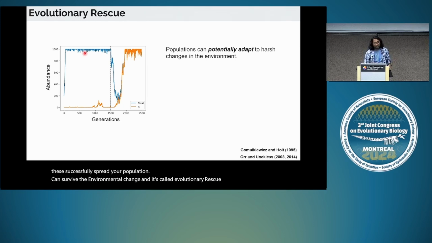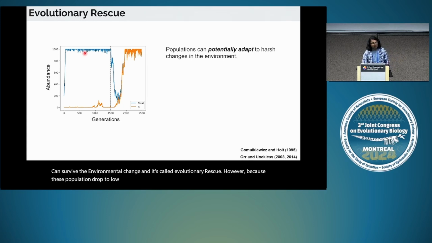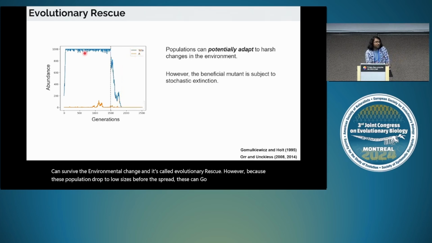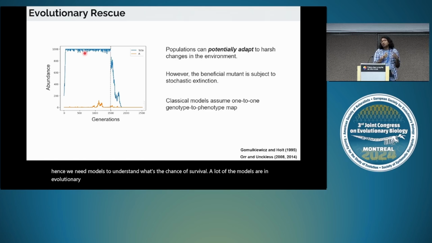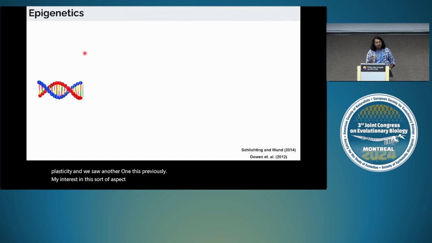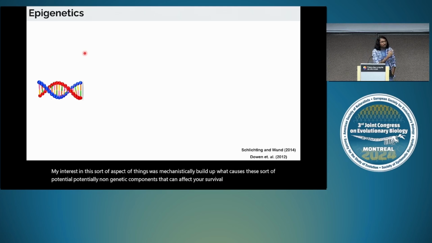However, because these populations drop to low sizes before the spread, they can go extinct purely by chance, and hence we need models to understand the chance of survival. A lot of the models in evolutionary rescue have focused on a pure genetic basis. There have been some models of plasticity, and we saw another one just previously. My interest was to mechanistically build up what causes these potentially non-genetic components that can affect your survival chances, particularly focusing on epigenetics.